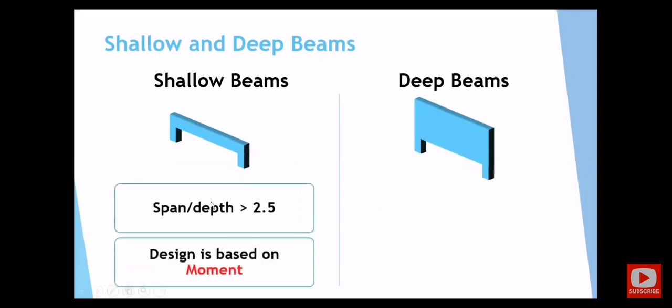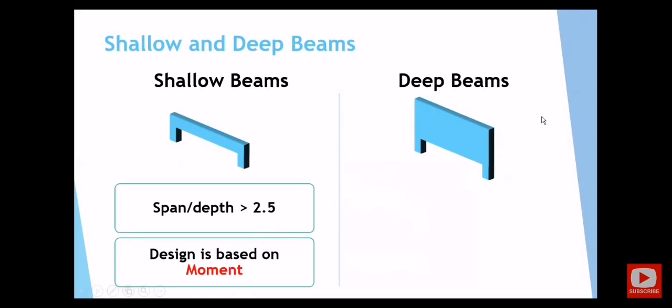Also, you may classify beams into shallow beams and deep beams. Shallow beams are when the span to depth ratio is greater than 2.5. This is the span divided by the depth ratio being greater than 2.5. In this case, we call it a shallow beam, and the design is based mainly on bending moments.